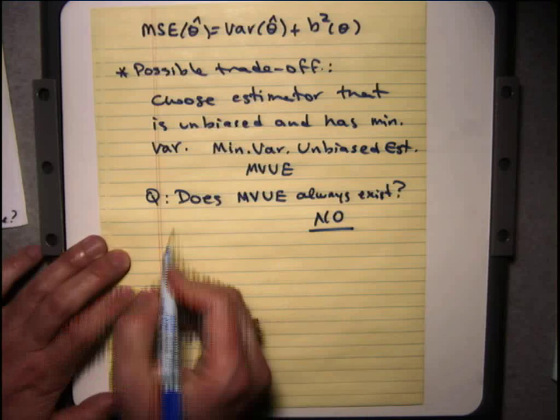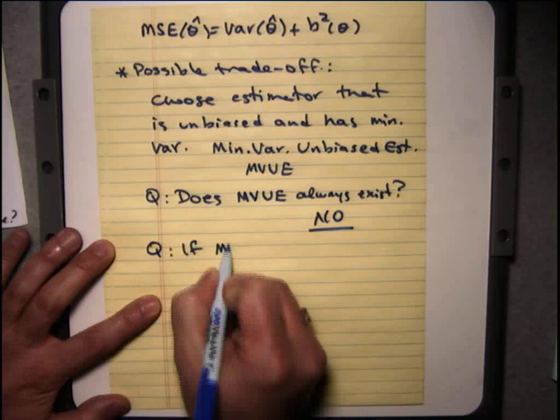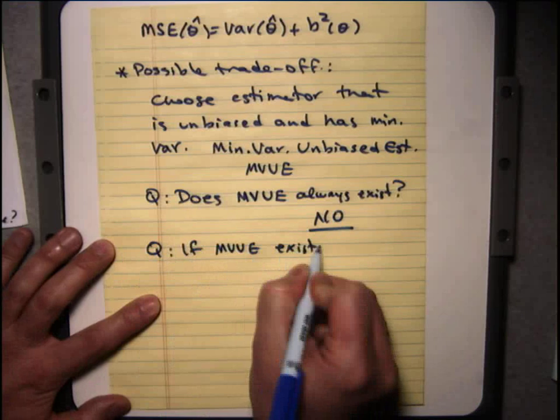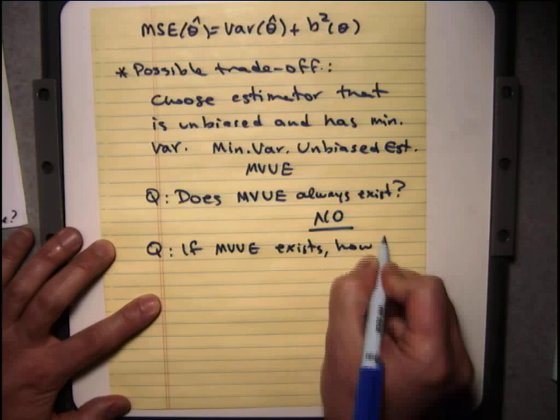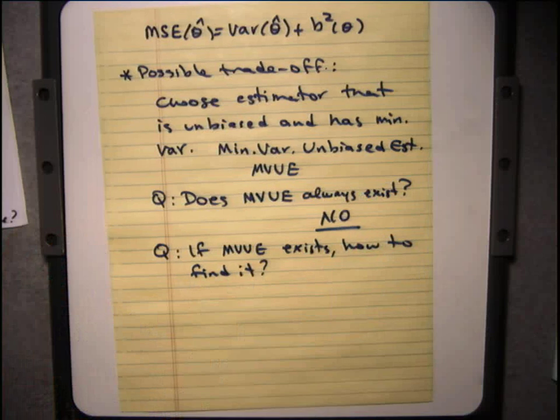So that's one question. Second question: if this minimum variance unbiased estimator exists, how do we find it? I could maybe come up with a proof that says such an estimator exists, but that proof will, in all likelihood, not tell you how to find it.